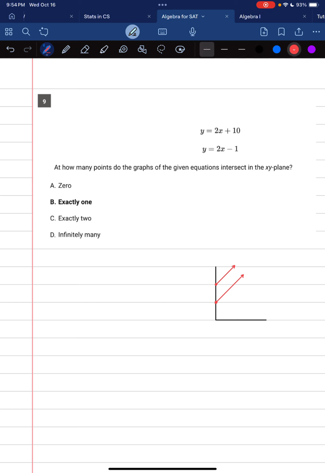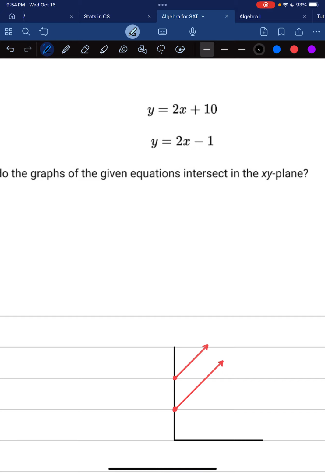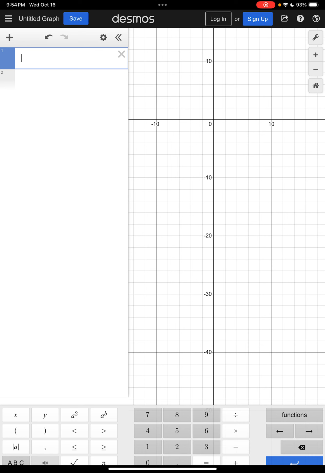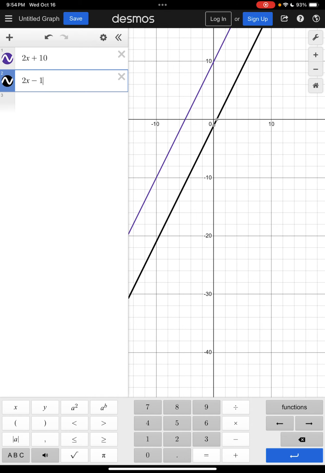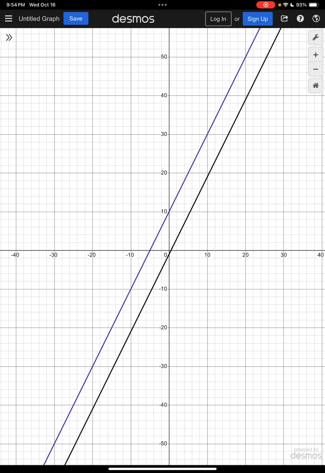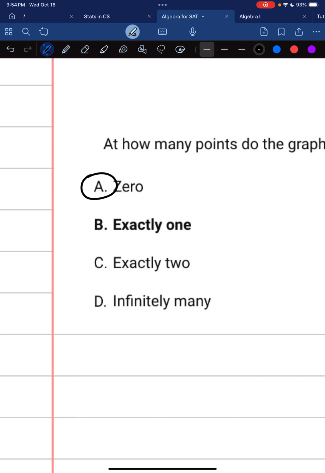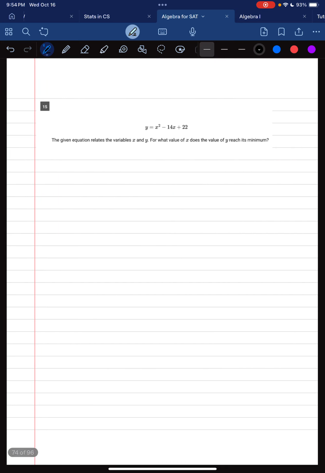Another way you can confirm that is if you're ever given a system of equations, if you want to find the solutions, or the number of solutions, you can just graph them. So if we graph these two, we have 2x plus 10 and 2x minus 1. We can also confirm by graphing that these two are parallel and they're never going to intersect. So the answer for this one is no solution, or 0 solutions. If you got this one wrong, then you should review parallel lines and systems of linear equations. Let's look at the next one.